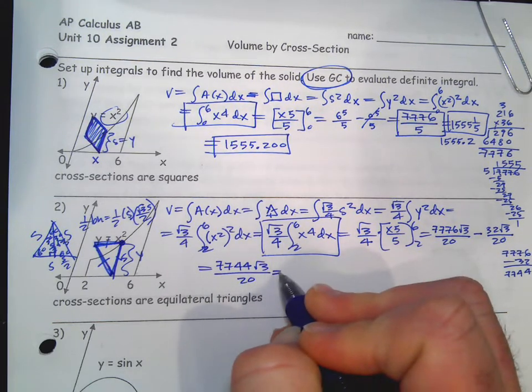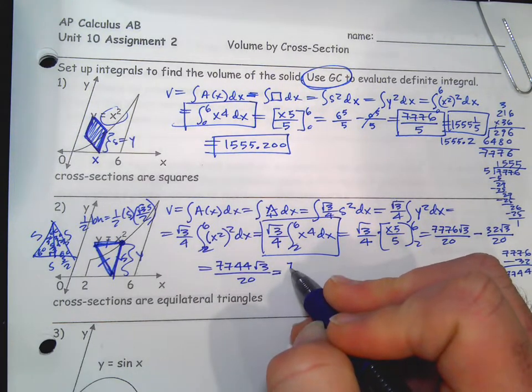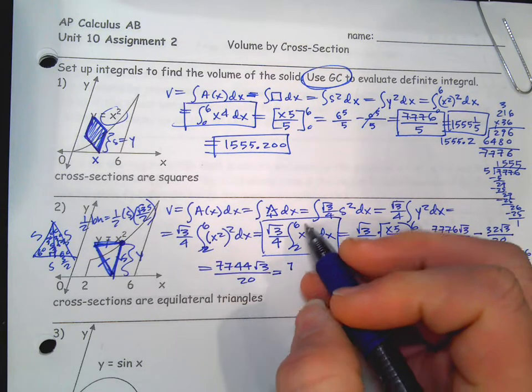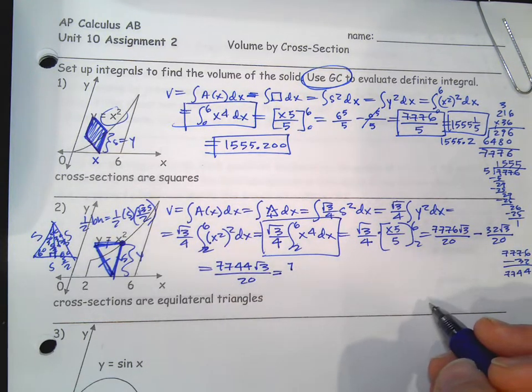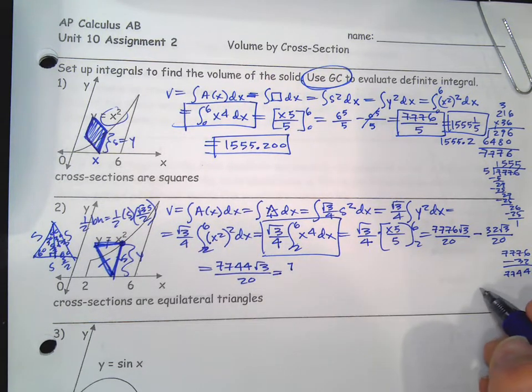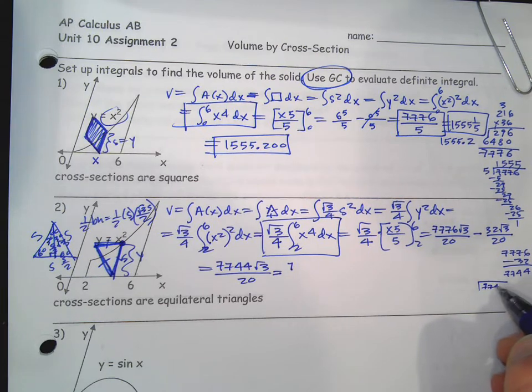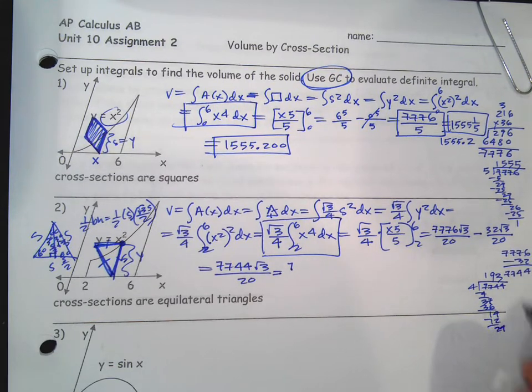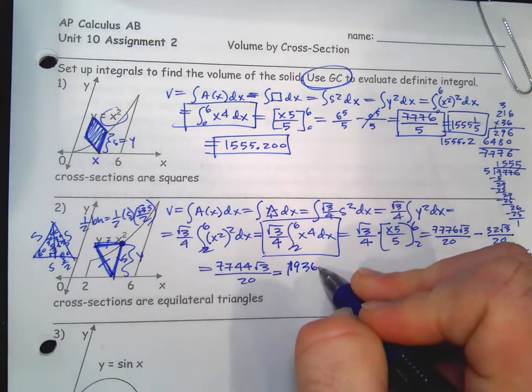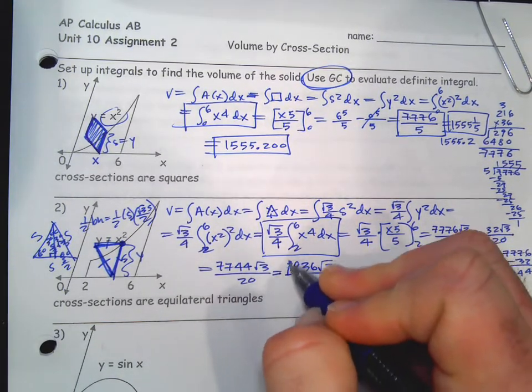We could reduce it, divide a 2 out of it. What would that be? We could divide a 4 out, I think. So we could do 7,744 divided by 4. 1, 9, 3, 6. So that'd be 1,936 root 3 over 5. So that's your exact answer.